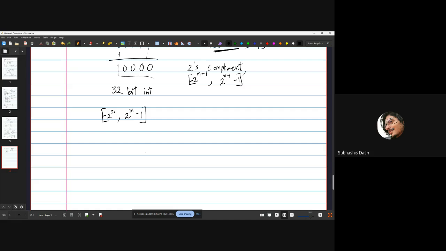Okay. So this is essentially what we have found: the maximum and minimum value of a 32-bit integer. And keep in mind, this is a signed integer. Okay, so we are using the MSB in order to indicate the sign, whether it is positive or negative.